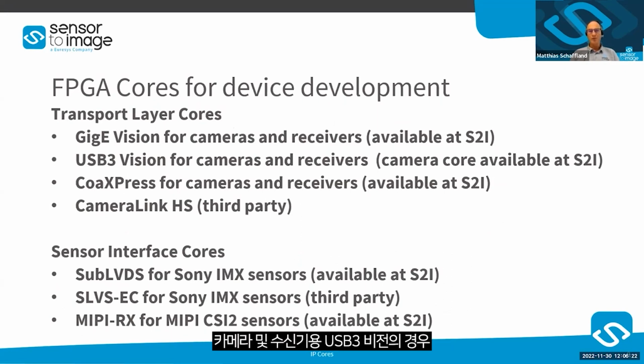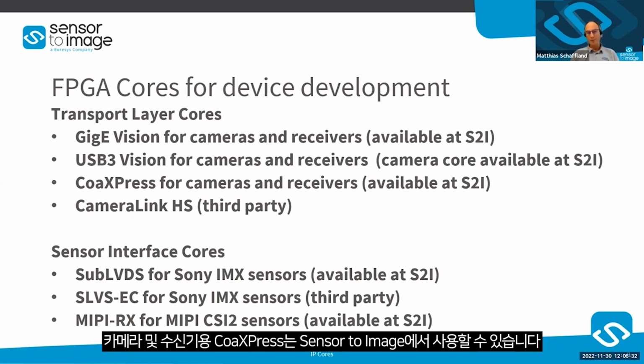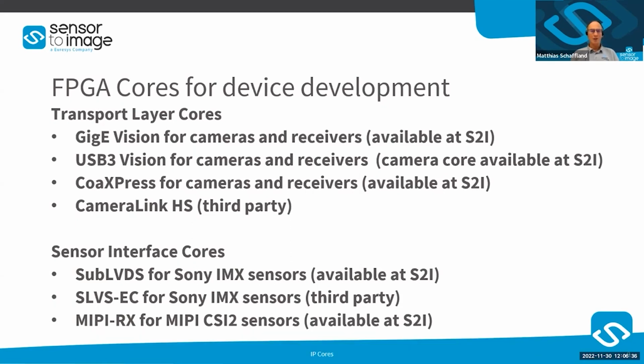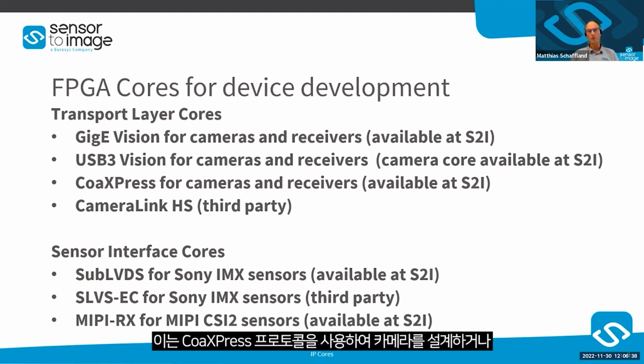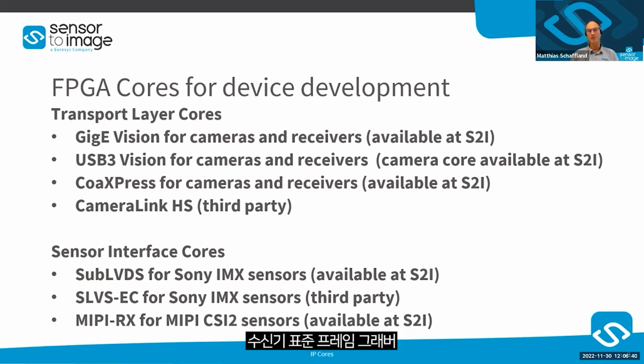USB3 Vision for cameras and receivers. We only have a camera core at Sensor to Image. Others may have a receiver as well. CoaXPress for cameras and receivers is available at Sensor to Image, which helps you to design cameras using this CoaXPress protocol, or even receivers, standard frame grabbers, something like that, or embedded receivers.